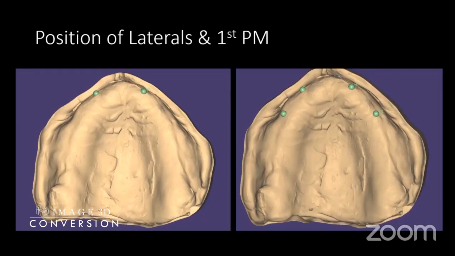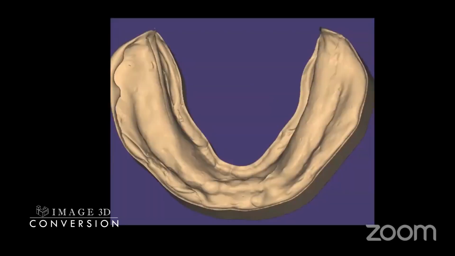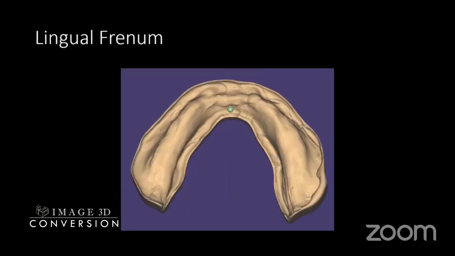Now, next would be the positioning of the lateral incisors and the first premolars. So we need to identify the points of the lateral incisor and the first premolar, and then the posterior limit of the upper maxillary denture, that is the hamular notches. After this, it moves to the mandibular cast. In the mandibular cast, it will ask for the buccal frenum and the first premolar area. So we need to mark that, and the lingual frenum.